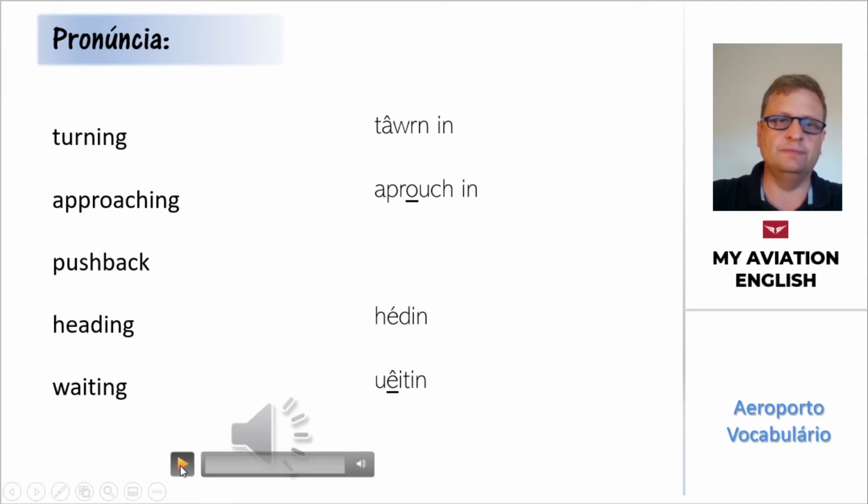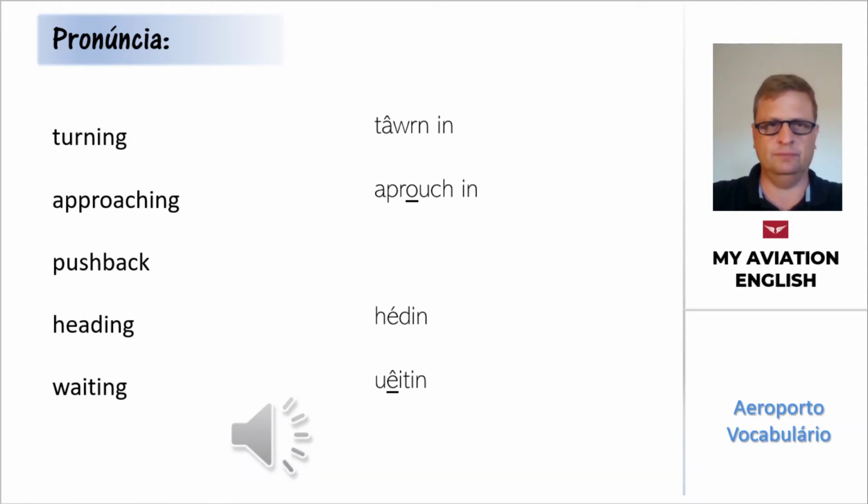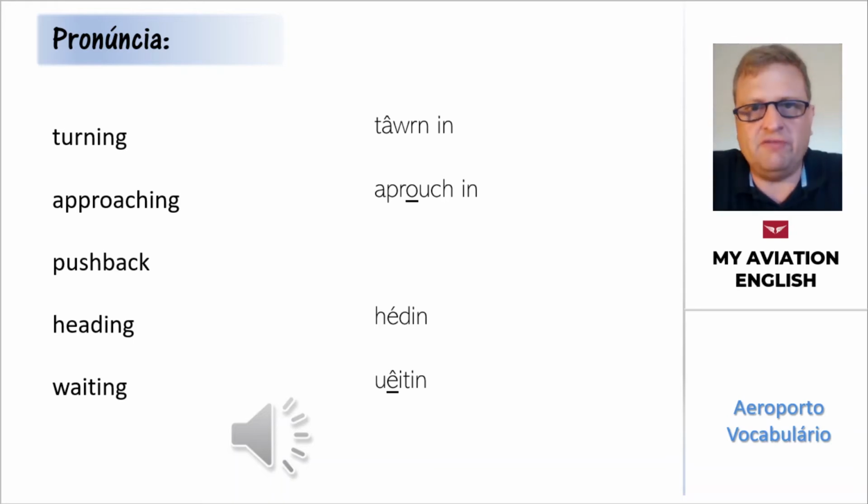Variações dos nossos verbos. Turning, approaching, pushback, heading, waiting. Turning, WR ali, turning. O G não se pronuncia na maioria das vezes, tá? Algumas pessoas na Inglaterra pronunciam o G, turning. Mas eu diria que é 0,1% das pessoas que falam inglês. Approaching. Pushback a gente já olhou. Heading, tá? O N no final, o G mudo. Heading. Waiting.